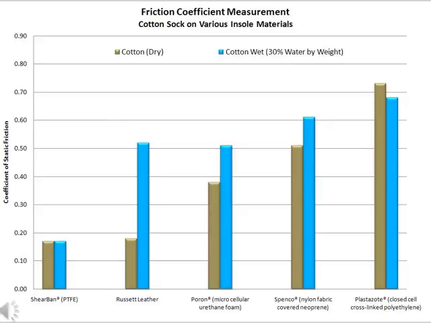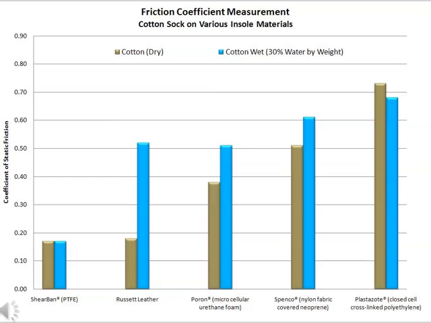The graph of our measurements has two bars associated with each of the 5 insole materials tested. One bar is brown and one is blue. The brown bar indicates the COF when the sock and contact surface are dry. The blue bar indicates the COF when there is some moisture present.